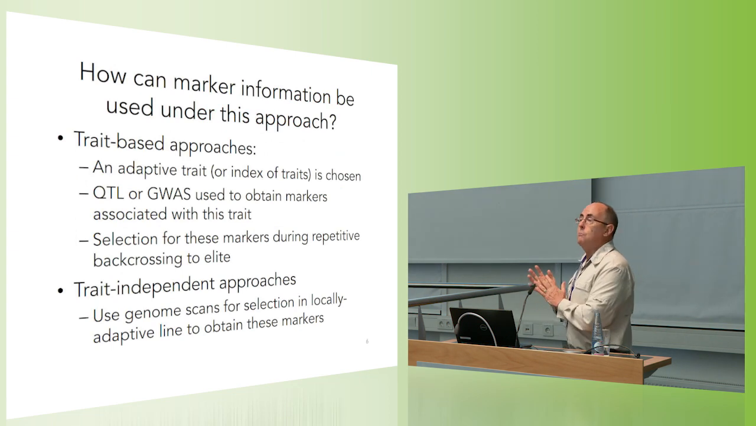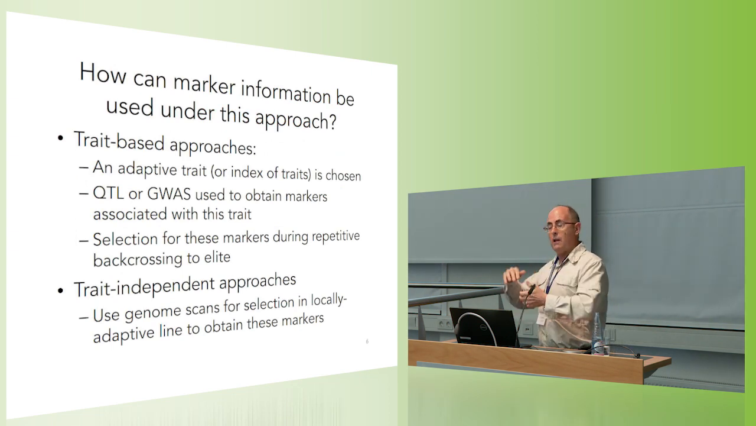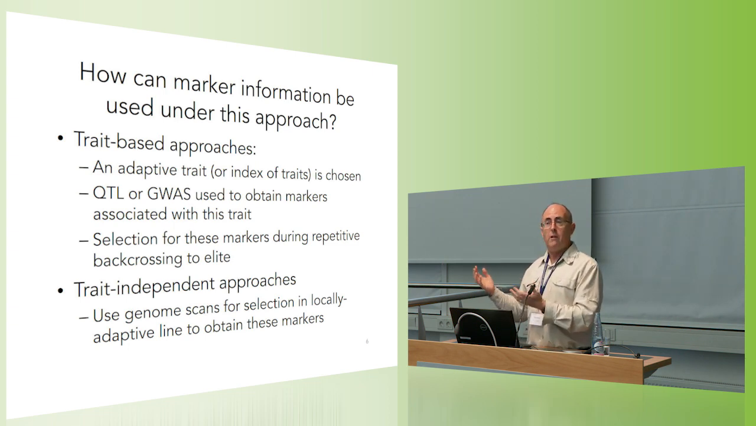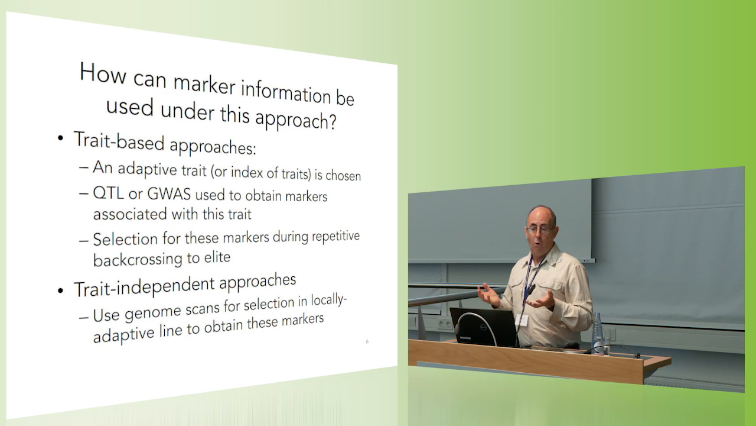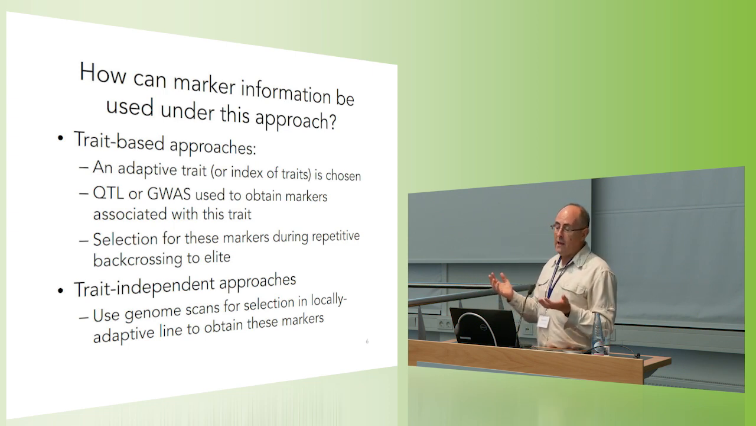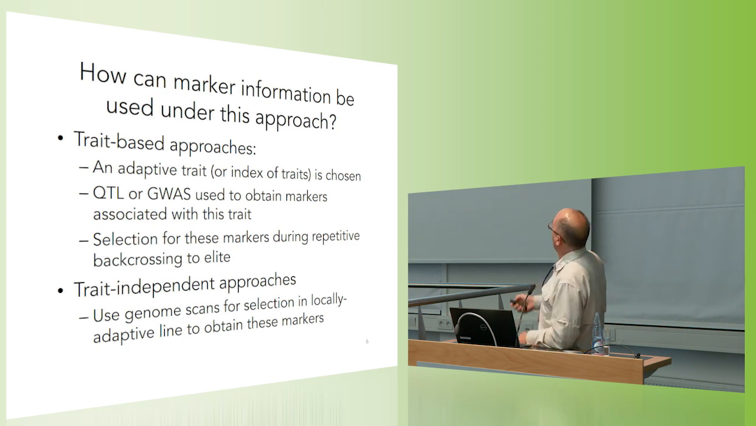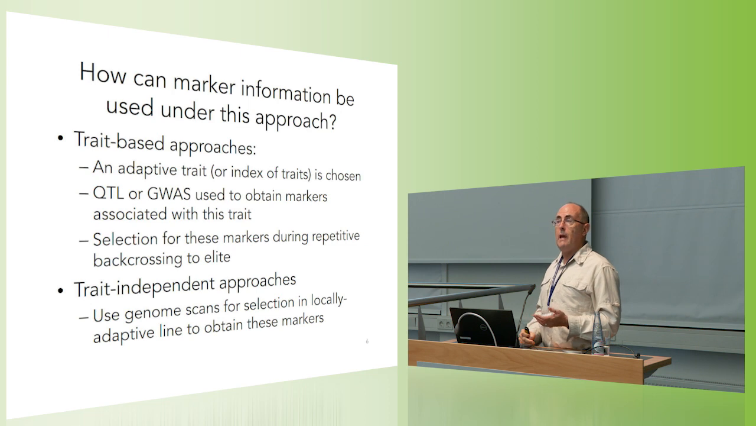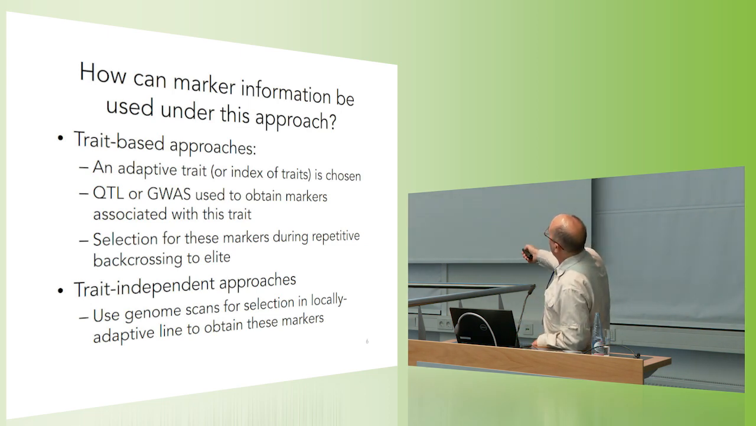And one way we can improve on this is to use marker information. And we can break marker information into two categories. So again, when I talk about the trait being selected, I'm talking about an environmental target that the local line is adapted to, that you're trying to introgress into the elite line. So if I can identify a trait, for example, specific disease resistance, or maybe salt tolerance, or high aluminum soils, or handling extreme heat stress if you're an animal, or maybe it's an index of traits, I can then use standard QTL or association mapping to detect markers associated with that trait. And then I can use those markers when I do repetitive backcrossing.